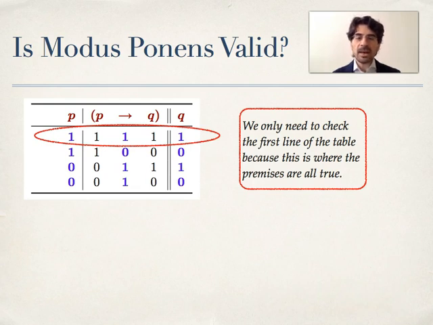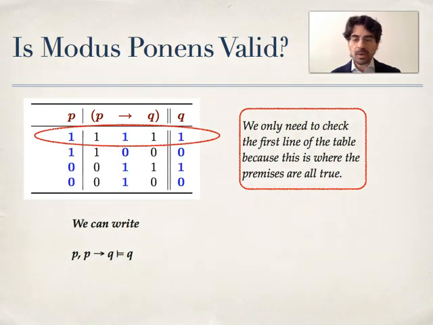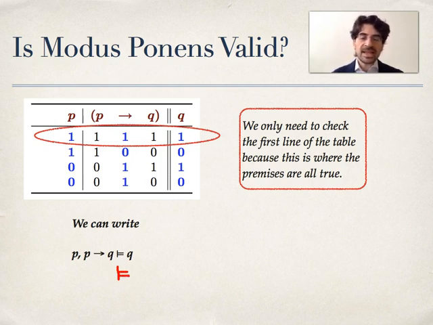Now that we have established that modus ponens is deductively valid, we can also write this in the following form: P, P implies Q, and we use again the symbol with the vertical bar and the two horizontal bars, Q. So that simply means that the argument pattern from P and P implies Q towards the conclusion Q is deductively valid.